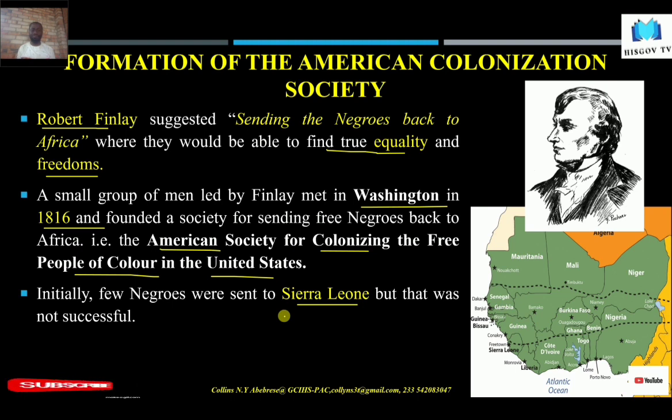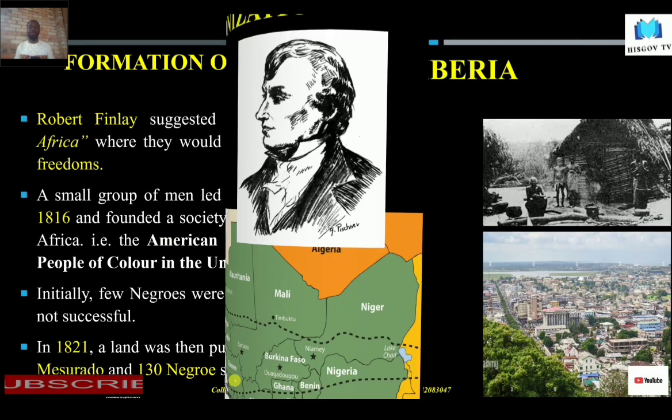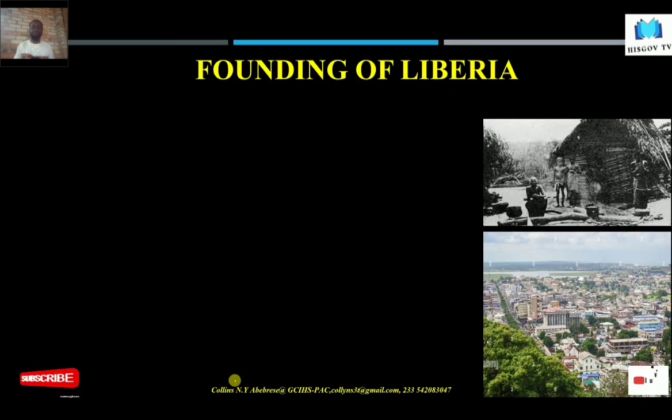That was not successful. So what then happened was that Robert Finlay and the other men decided to purchase a land from a local chief at Cape Mesurado, all right? In 1831, they decided to purchase a land from this local chief. And then they resettled 130 free Negroes to this land. Okay? And that was the genesis of the Liberian story.